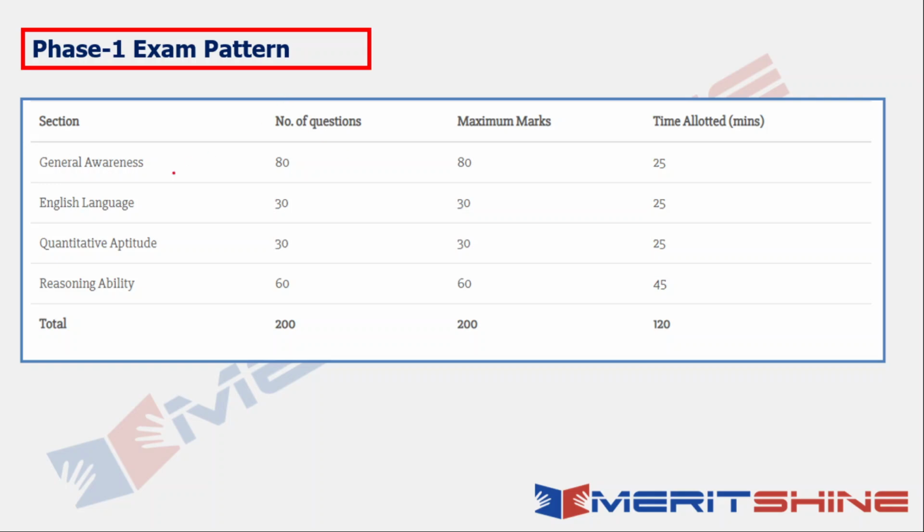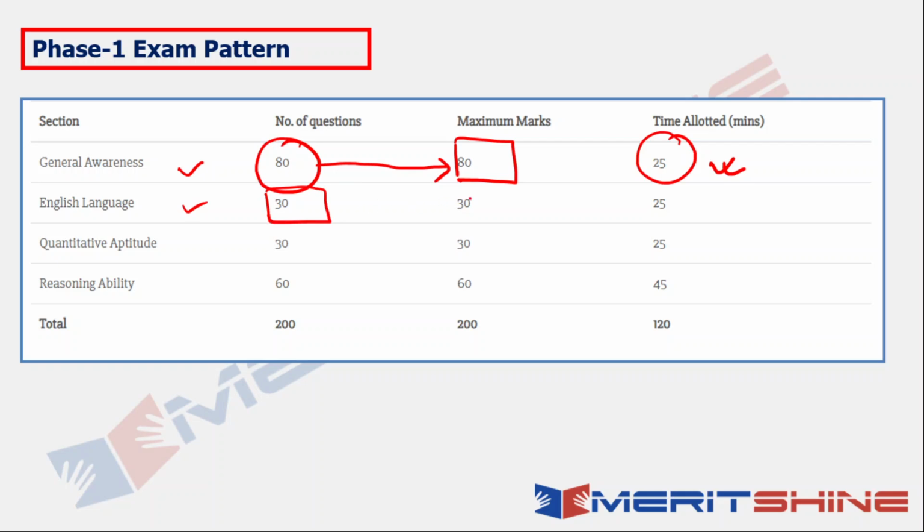Now look at this. General awareness is the biggest section in Phase 1, 80 questions and 80 marks, and the time allotted for it is 25 minutes. Then comes the English language section: 30 questions of 30 marks, and the time allotted is also 25 minutes. And then the Quantitative Aptitude section, 30 questions, 30 marks, again 25 minutes.